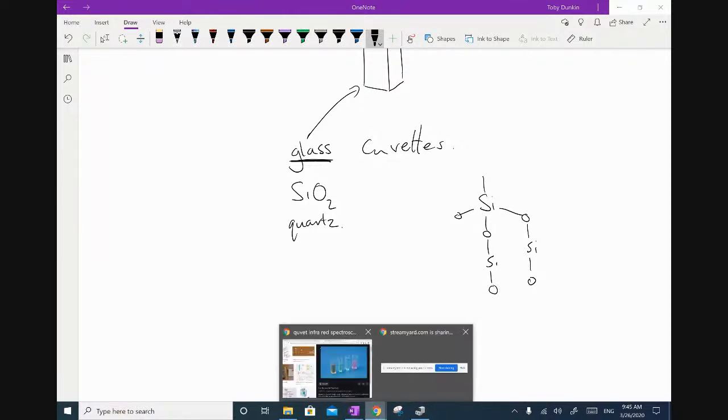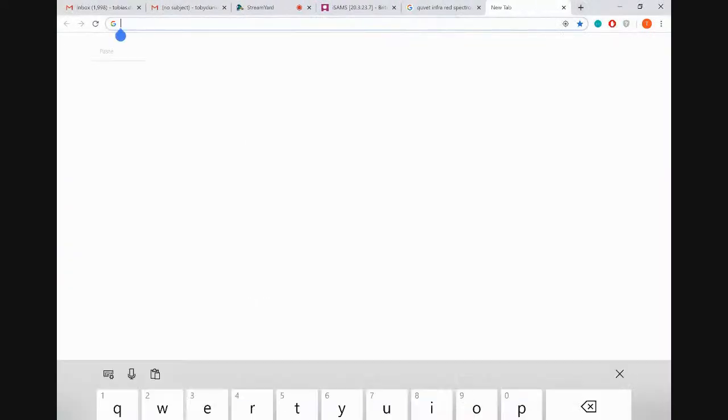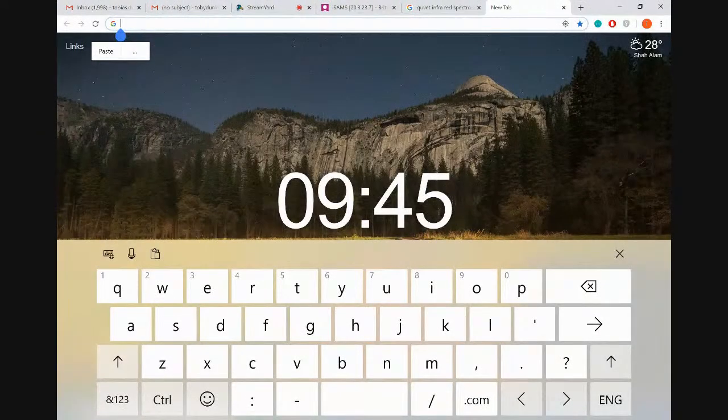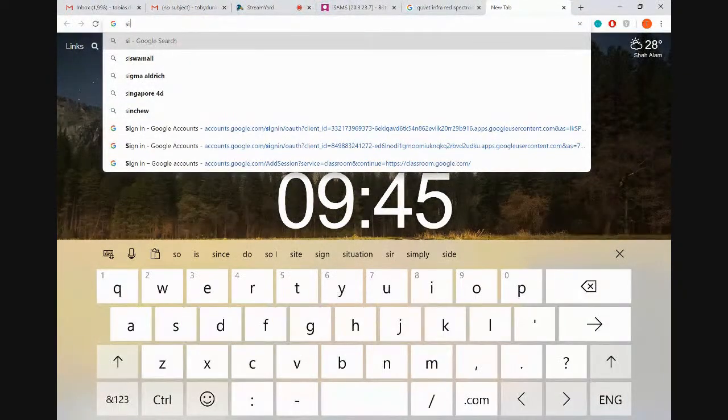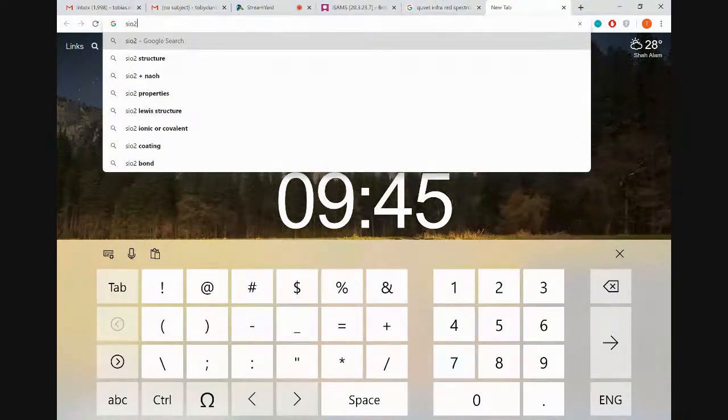I'll see if I can find a picture of that, because drawing pyramidal or tetrahedral structures like that is a nightmare. Silicon, SiO2 structure.